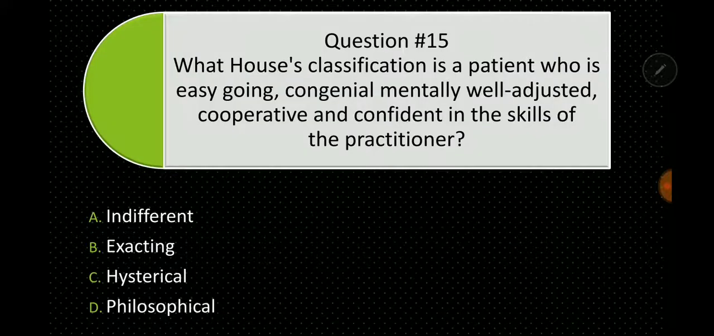Let's move on. So question 15. What House classification is a patient who is easygoing, congenial, mentally well adjusted, cooperative, and confident in the skills of the practitioner? So this is your ideal patient that you want. You want the patient who is easygoing, congenial, mentally well adjusted. They come in happy. They like your skills. They don't question your skills. So you have to know the House classifications. For your board reviews, you have to know your House classifications.